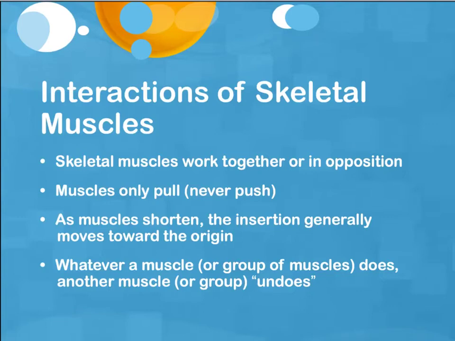Muscles shorten. The insertion generally moves towards the origin, and by origin, we mean closer to the point of attachment. So, like your bicep, for example, the point of attachment is at the shoulder, so that would be the origin. So it actually shortens and moves towards the origin. And whatever a muscle or group of muscles does, there is another muscle or group of muscles that undoes. So they always have somebody that's opposing that motion.